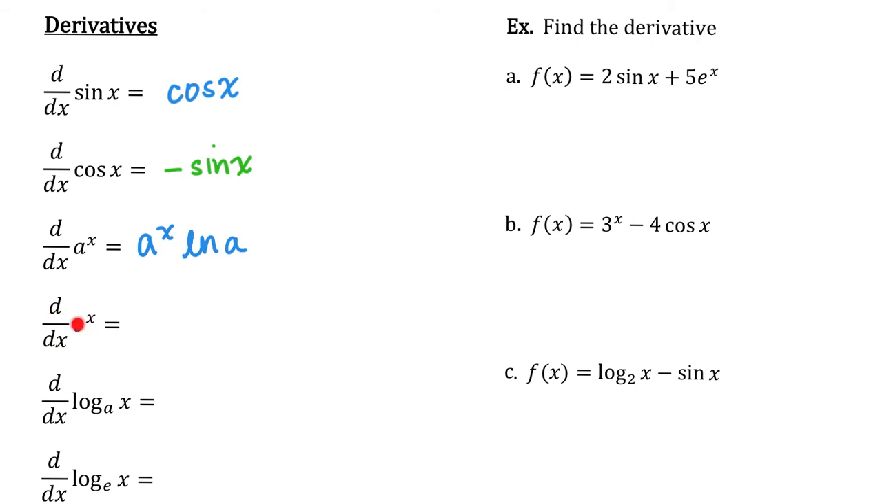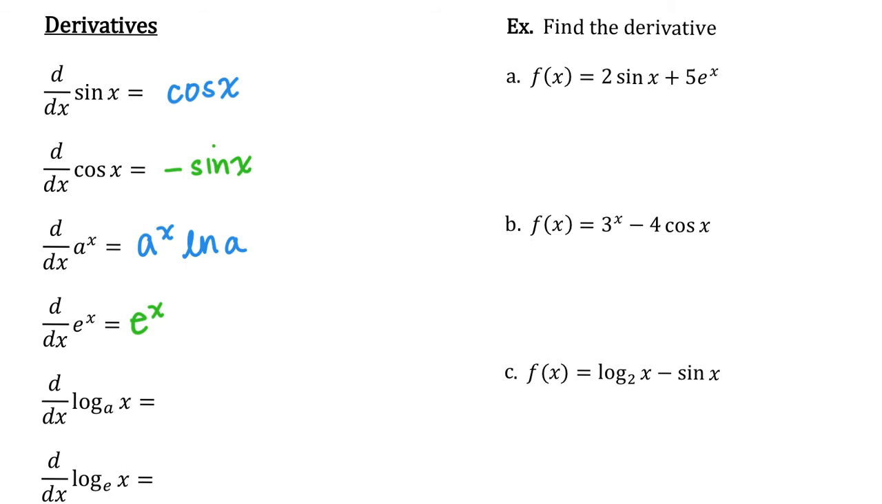Okay, now the derivative of e to the x is actually the same rule. It just happens to have an e here. So instead of a to the x, I'm going to write e to the x. And then the natural log of e is 1. So this would be e to the x times 1, so I'm not going to bother writing the 1. So this rule is the same as this rule, but if I put an e here, it turns into this.